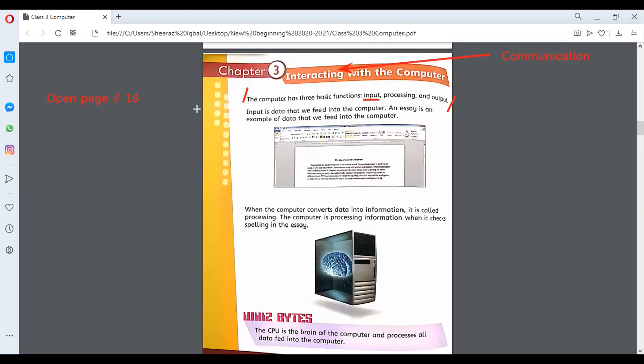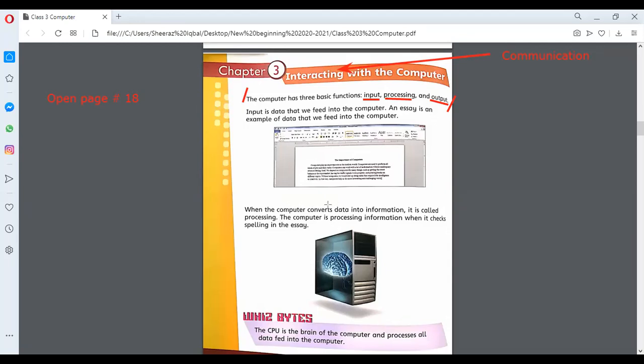Okay. Ziad, can you read this line once again? The computer has three basic functions: input, processing, and output. Okay, that's very good. So three students read the line: Yazan, Yamin, and Ziad. Very good. The first line is saying, as I told you, the computer has how many basic functions? Three.